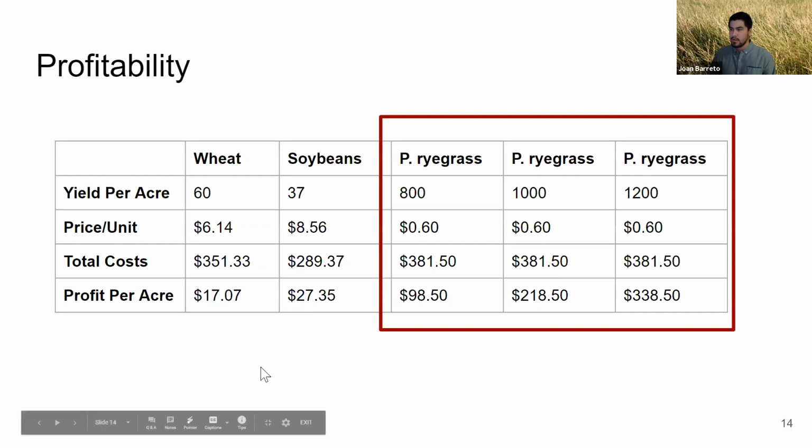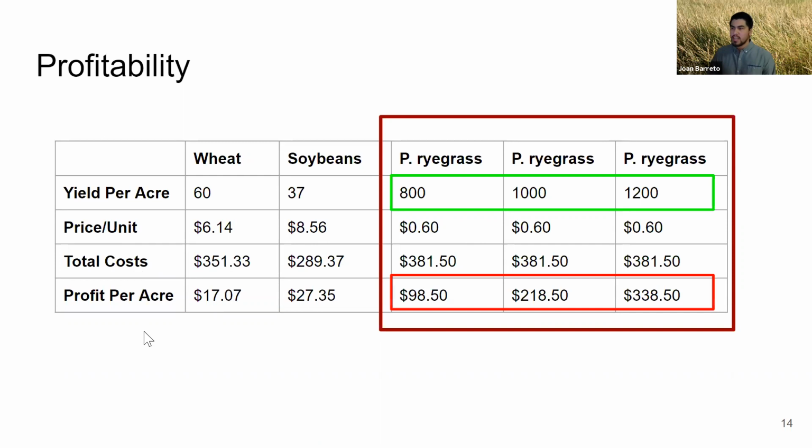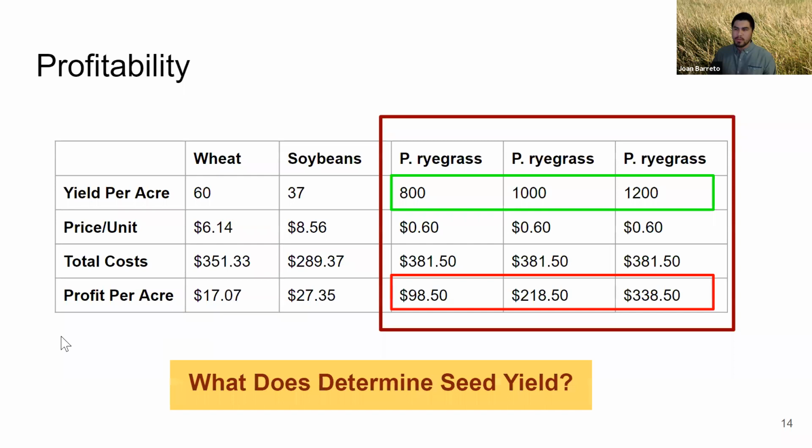In fact, by increasing yield, let's say in a linear manner, it's possible to have exponential growth in profits. Therefore, for us, it's important to know what determines seed yield, so we can contribute more to the economy of northern Minnesota and the growers of perennial ryegrass.